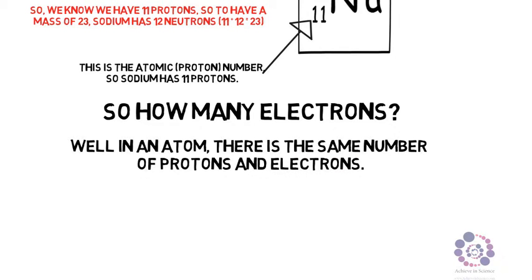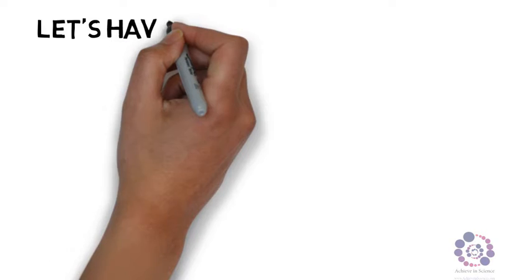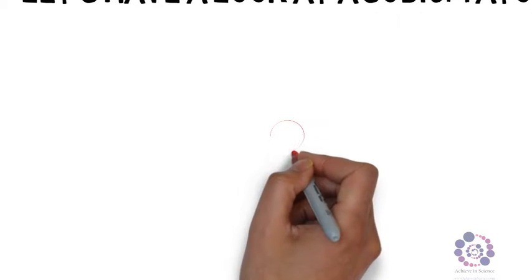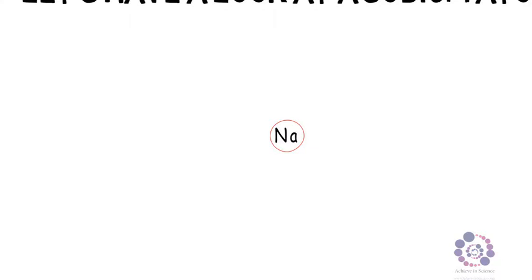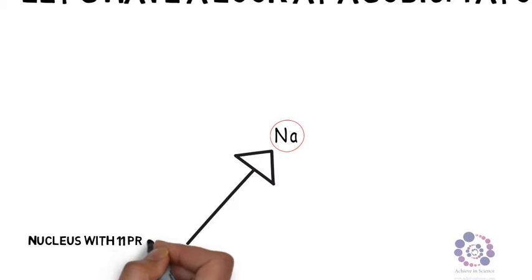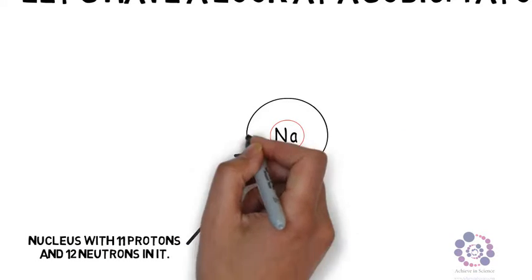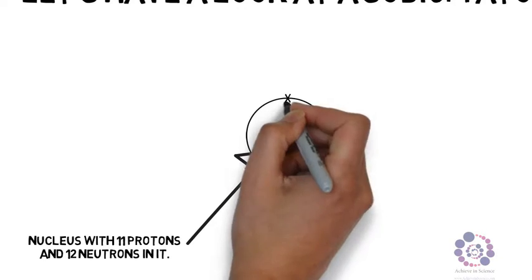So let's have a look at the sodium atom then in a bit more detail. The sodium atom then has a nucleus at its centre. This contains the protons and the neutrons. Around this then, there are the electrons. The electrons are found within energy levels, or shells as they are referred to.